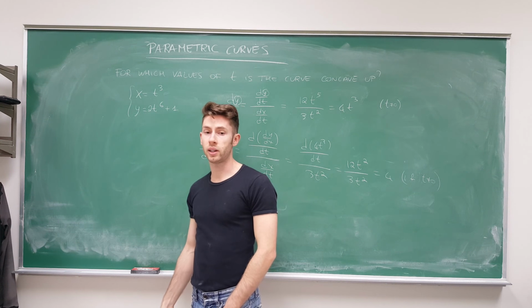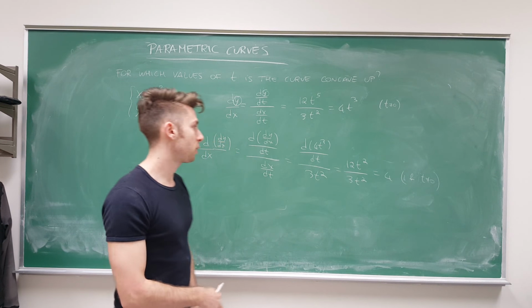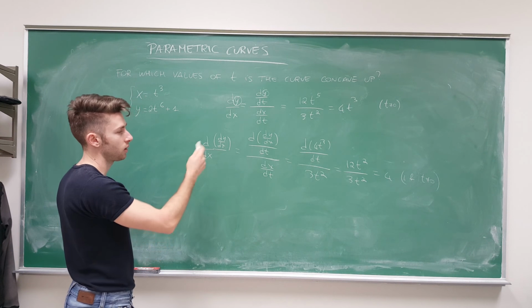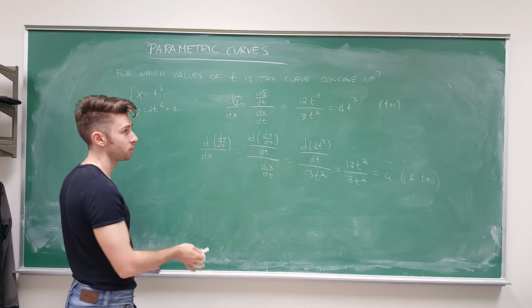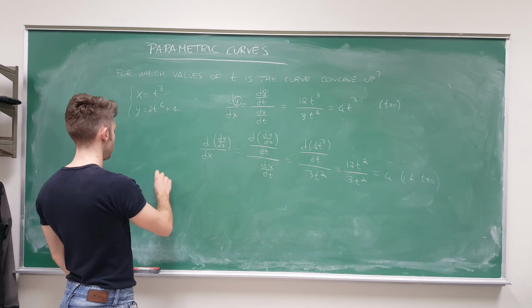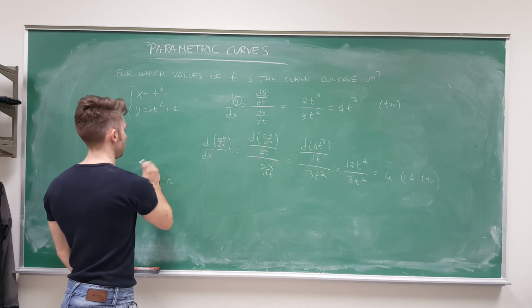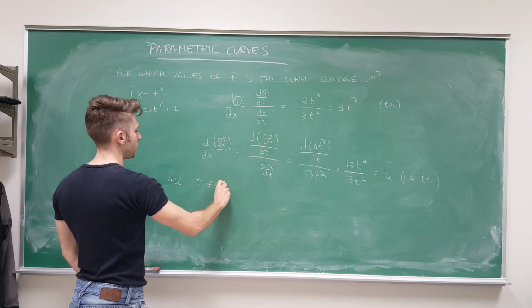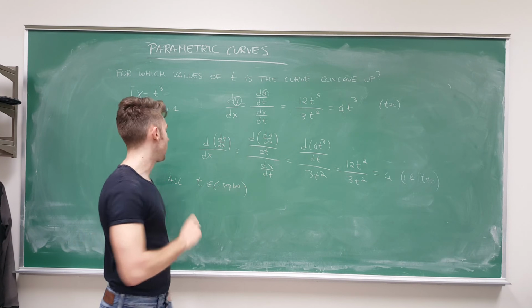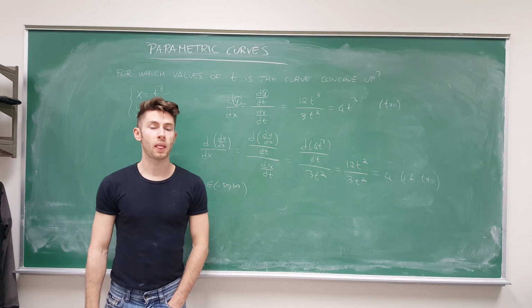But provided t is non-zero, that's a subtlety, in the sense that then this curve is not regular at that point. But for our purposes, it doesn't really matter. So this curve is concave up for all values of t. So let's say between negative infinity and infinity.